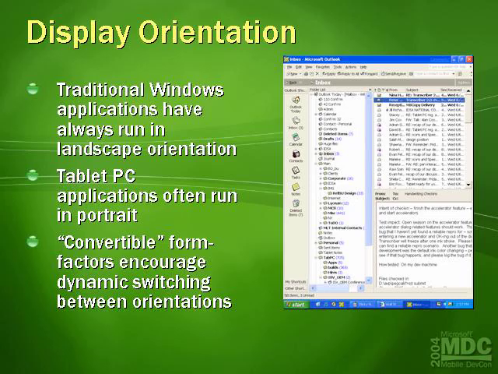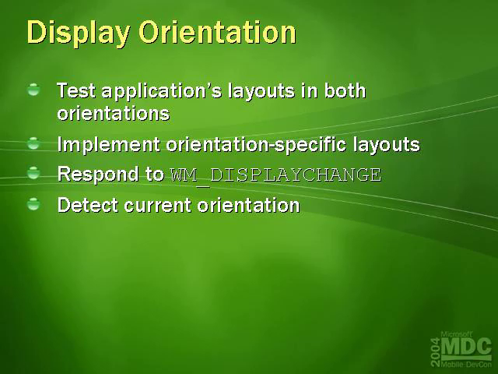In convertible form factors now, there's the slate model. With convertible form factors, I have the ability now to be using it in portrait mode and dynamically switch it over and use it in landscape mode, dynamically switch it back and use it in portrait mode. So what this gets to is to test your application in both layouts. The last thing you want to do is develop an application in portrait mode, have the user use it in landscape mode, and have them scrolling to get to the bottom of your application forms.